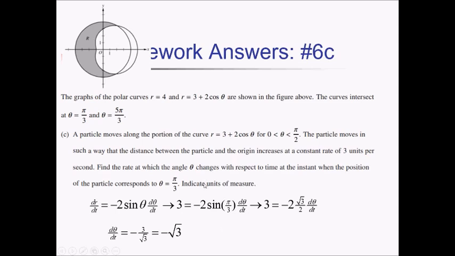Now we do need to have units of measure on this one. They said find the rate at which the angle changes with respect to time. Well, what units is our angle in? Our angle is always in radians. We never use degrees in calculus. So radians it is. And with respect to time, what time units are we dealing with? Looking at some of these other rates of change, our dr over dt was expressed in units per second, so second is our time here. That means we have radians per second for the units on this one.